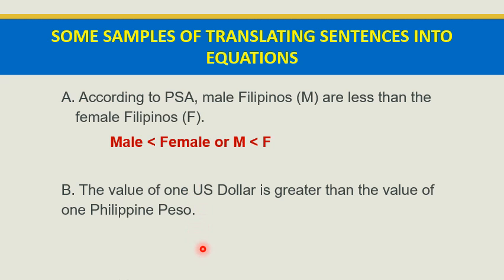The value of $1 is greater than the value of 1 Philippine peso. So we can use the U for US dollar and greater than symbol and then the value of 1 Philippine peso. So this is the answer. 1 USD greater than 1 peso. You can write the whole word, the 1 US dollar and the symbol of this one, and 1 Philippine peso. So that's the same answer.